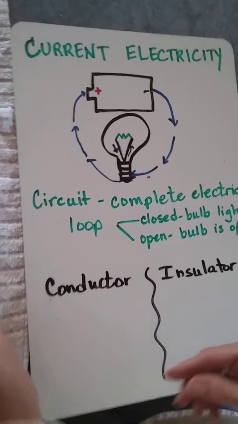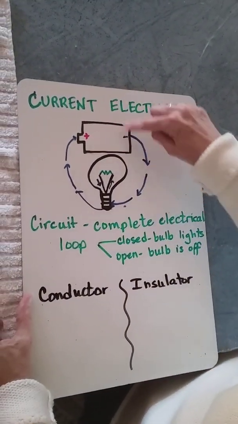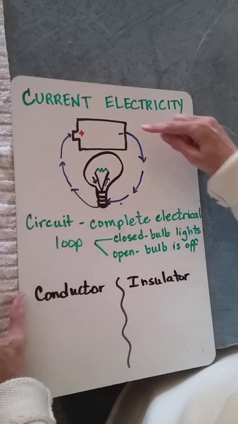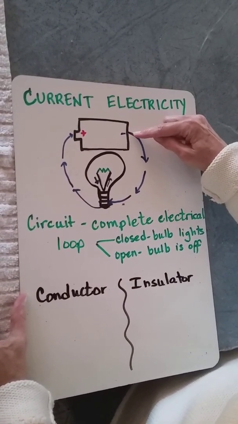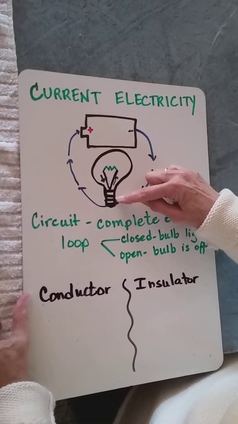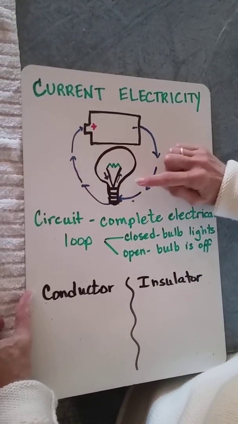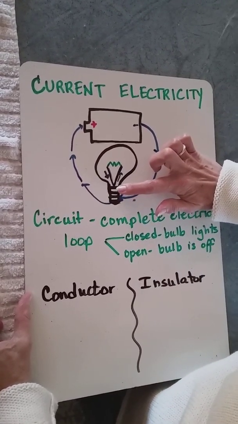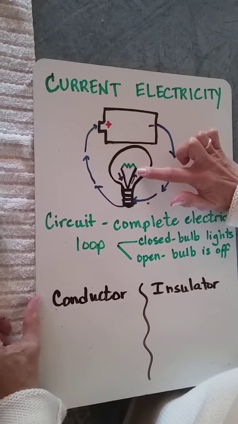Let's take a look at this diagram here. It'll help us to understand what's really going on here. So here we have our battery, which is our power source, and we have our wire. Our wire is attached at the end of the battery and it flows down into the side of the light bulb. When the electrons flow into the light bulb, they flow up the post inside of the light bulb.